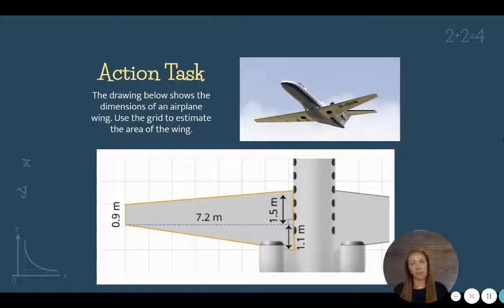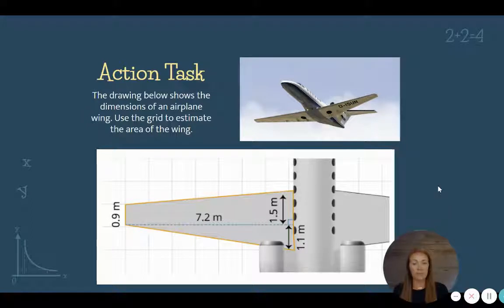Once we were done reviewing the Minds On task, we moved into the action part of our lesson. So this is directly from Math Up, which is the program that our school board uses for mathematics instruction from kindergarten to grade 8. So the action task from Math Up says here, the drawing below shows the dimensions of an airplane wing. Use the grid to estimate the area of the wing.